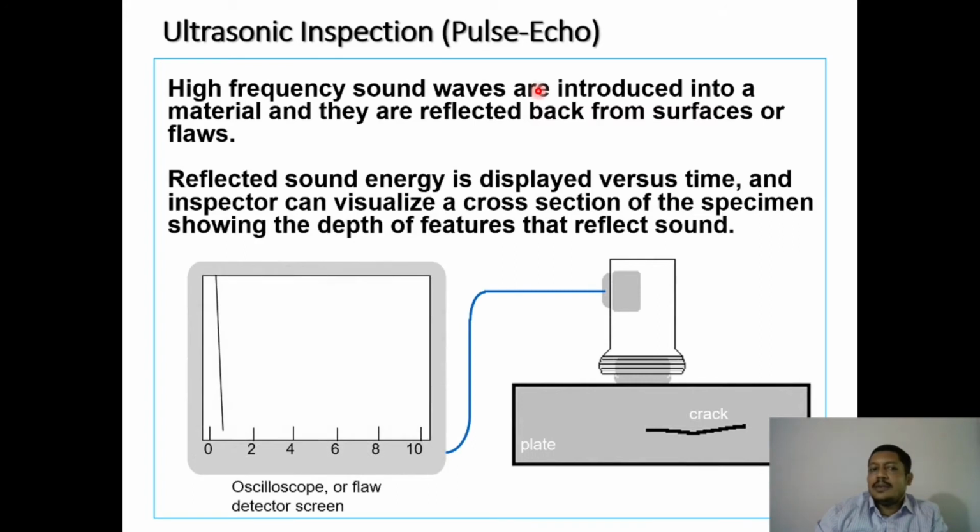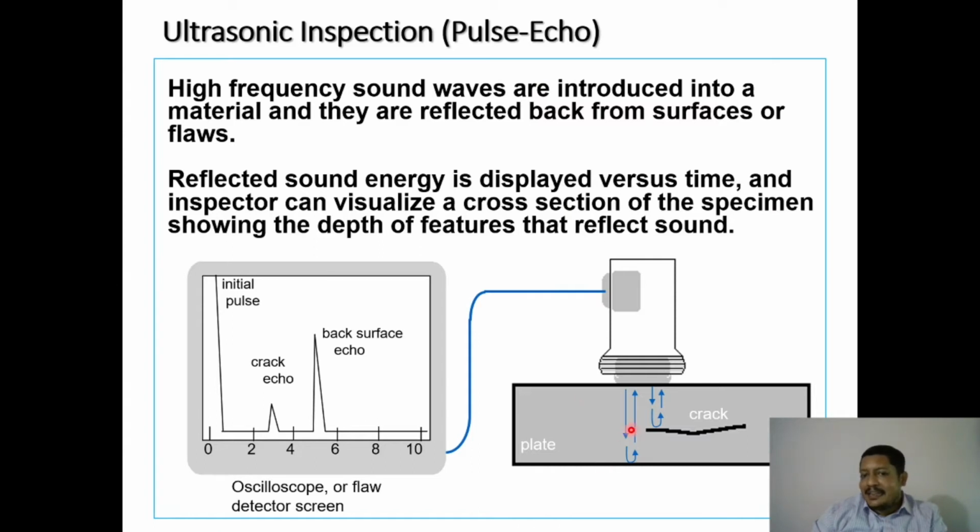Next one is ultrasonic inspection, which is normally seen in casting plants as well as in welding areas. High frequency sound waves are introduced in the material and they are reflected back from the surface flaws. Here, there is no flaw, so the sound wave has traveled the entire length and come back. Now here a discontinuity happens. As a result of the discontinuity, the sound travels back in a shorter time. So that is being recorded.